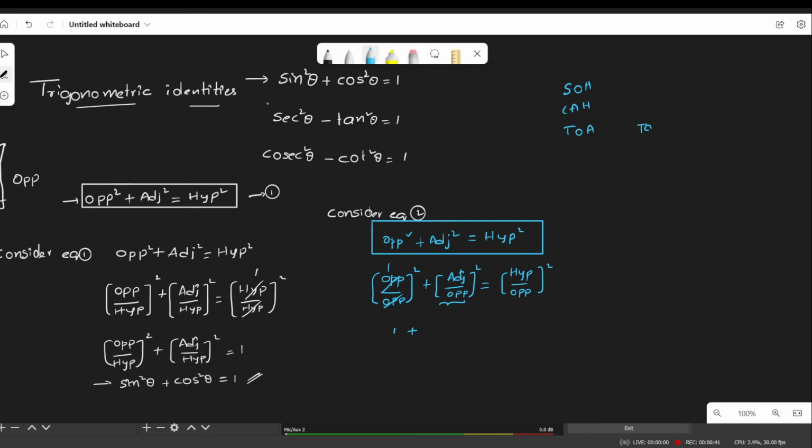we know that tan theta is equal to opposite by adjacent. If it is opposite by adjacent, we will replace it with tan theta. Now it is a reciprocal. It is adjacent by opposite. So what we have to do? We have to reciprocate. So the reciprocal of tan is nothing but cot theta.